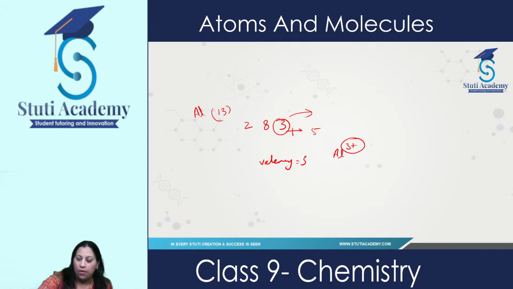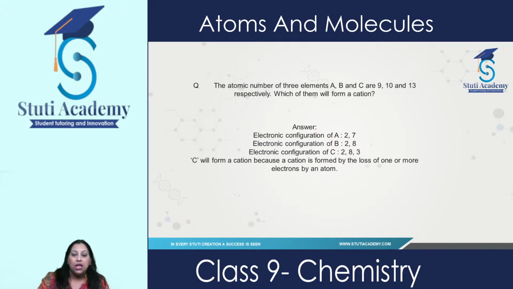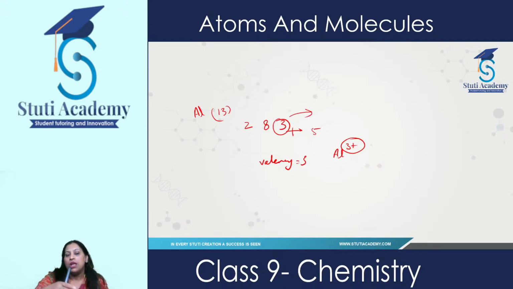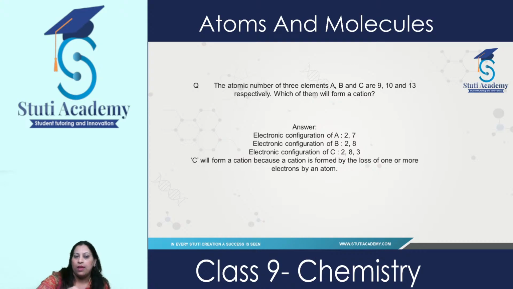Okay. Now, what kind of question can come in the exam? Either the question can come, write down the charges present on these elements. So you need to write these charges, and this is the method how you will represent those charges on the elements. In another way, a question can come like: the atomic numbers of 3 elements A, B and C are 9, 10 and 13 respectively. Which of them will form a cation?